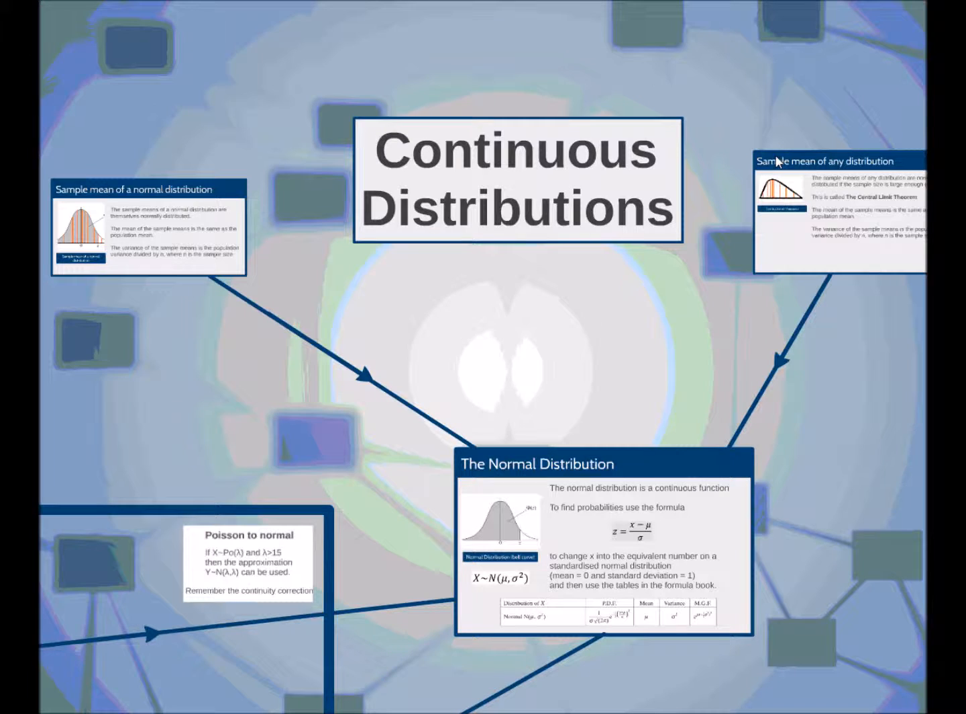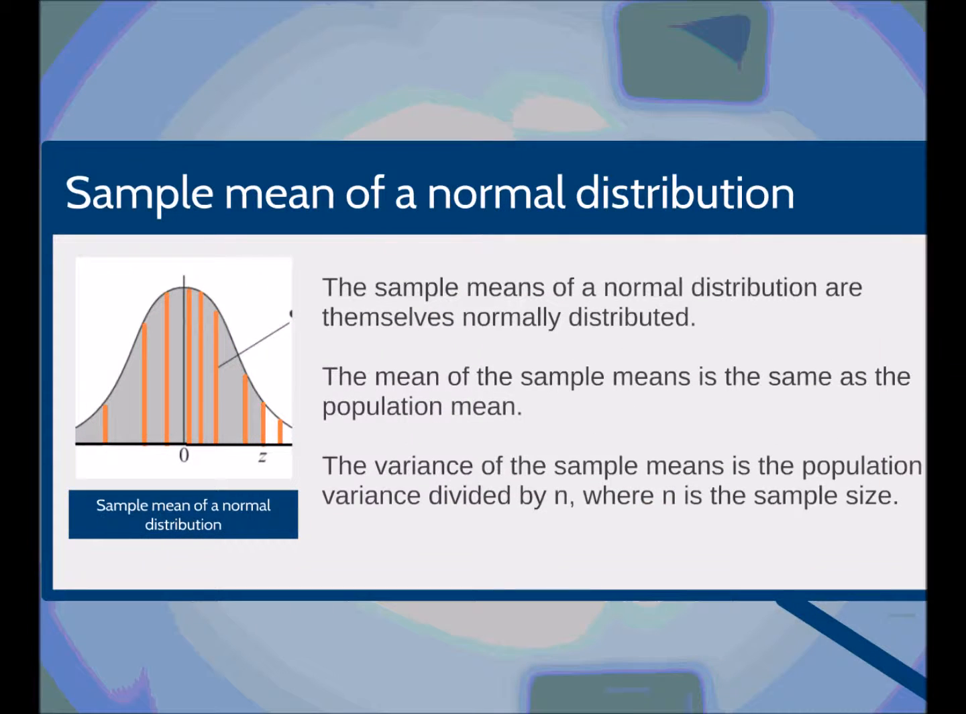We can also do some things if we're looking at the sample means. So this is going from a continuous distribution because the mean is always going to be continuous. And we can approximate sample means to normal distributions. If I know that the population distribution is normal, then it doesn't matter what the sample size is. The sample means will form a normal distribution where the mean of the sample distribution is the mean of the population distribution, and the variance of the sample means is the variance of the population divided by n.